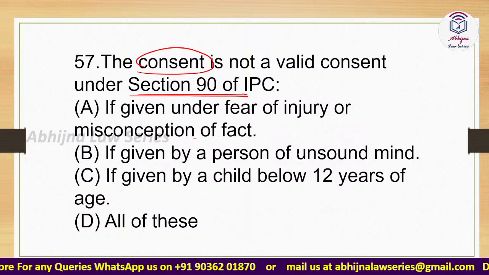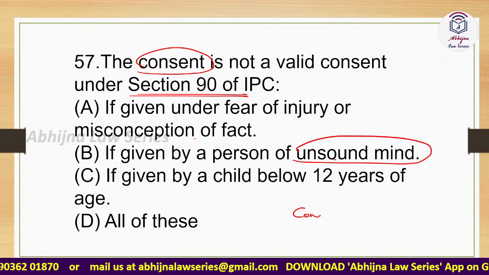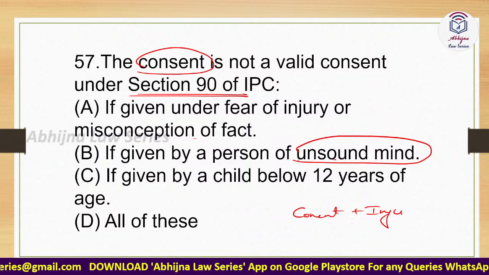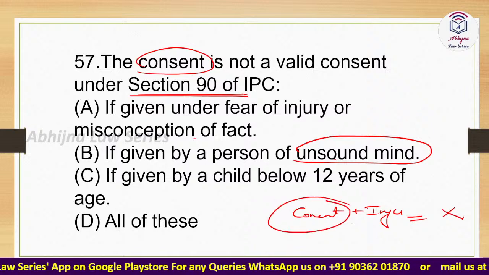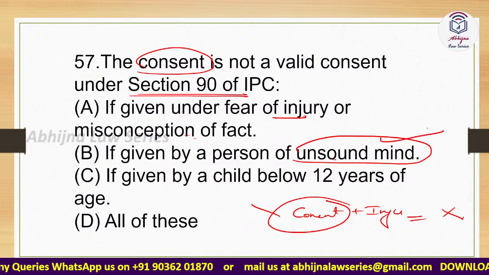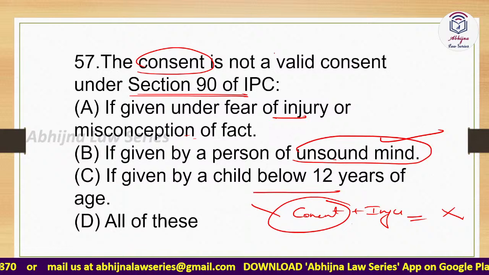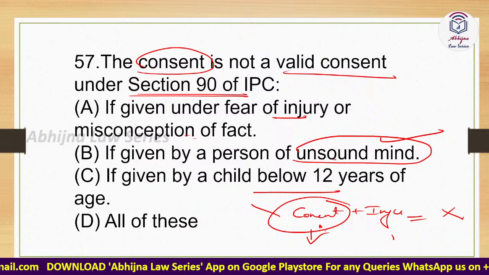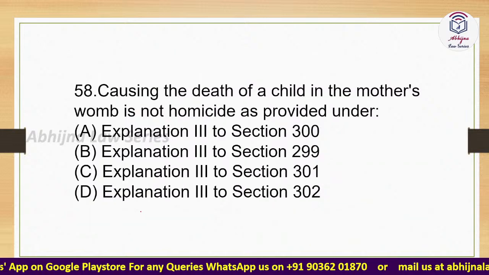if these persons who are supposed to give consent in certain cases give consent and injury is done to them, what will happen? It is not an offence. This comes under general exception. But if this consent is obtained under fear of injury or misconception, or by a person of unsound mind or a child below 12 years, then that consent is not a consent at all. Even if they obtain the consent and inflict injury on them, that is said to be an offence. It does not come under general exception. Hence, D is the answer.